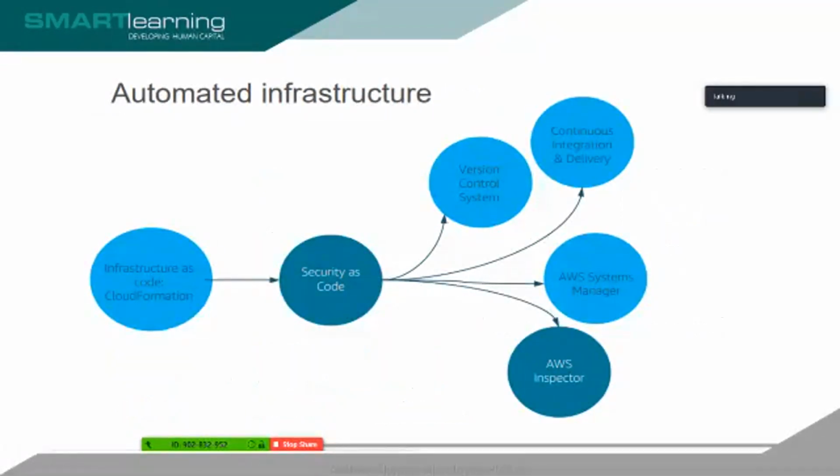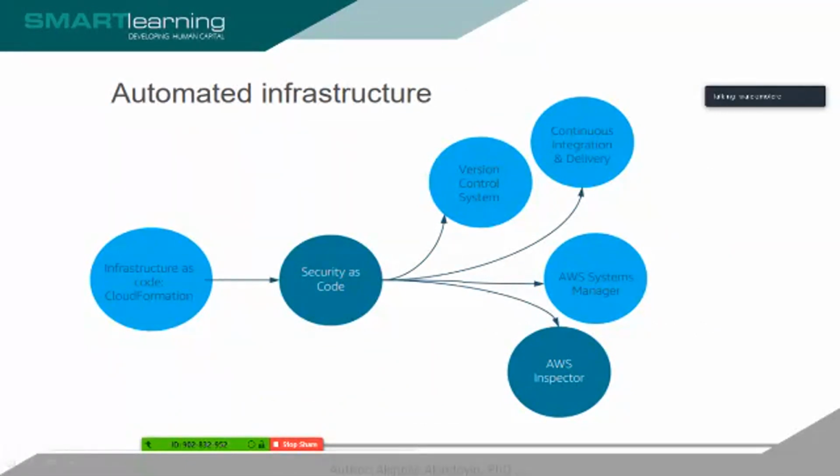So make sure you automate your infrastructure. I can't emphasize that enough. What do you use? CloudFormation or Terraform. So you can version control your infrastructure. You can create a CI/CD pipeline. And Systems Manager, very important.